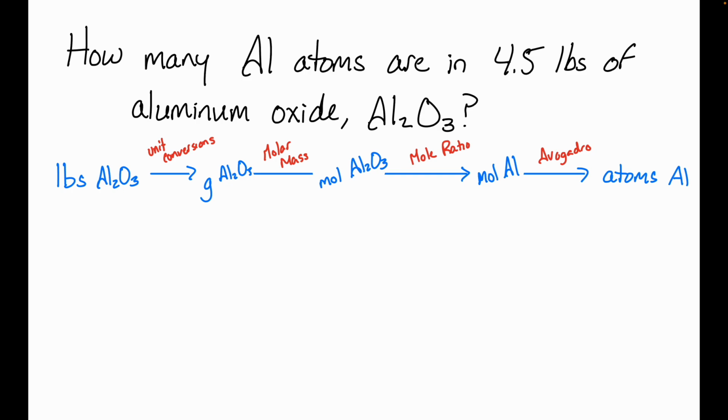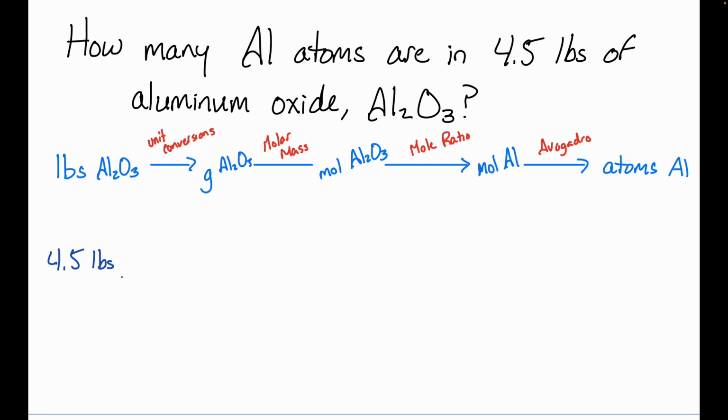All right. So just setting it all up here, 4.5 pounds. Again, we'll be good and keep track of who: aluminum oxide. We're going to need to find our pounds to grams conversion factor on our chart, right? This tells us that there are 453.59 grams in 1 pound.